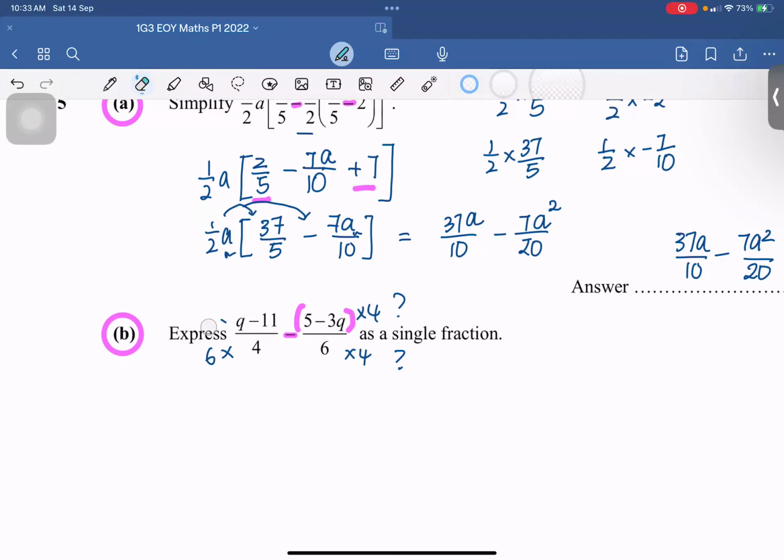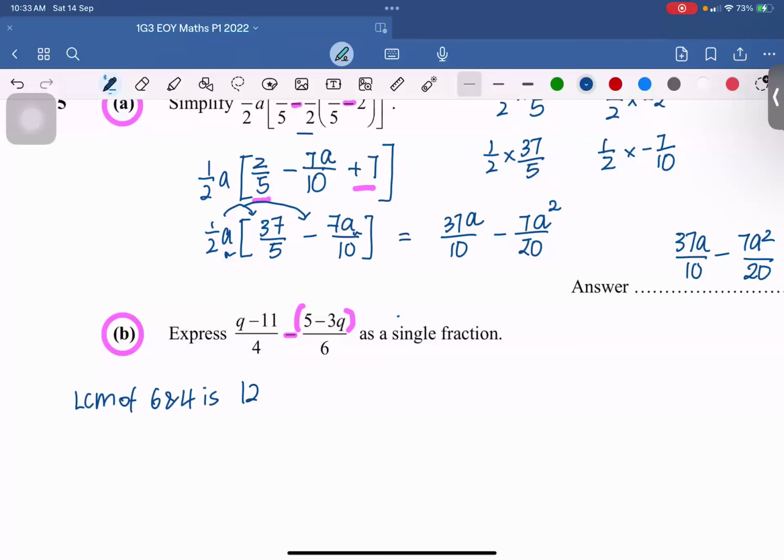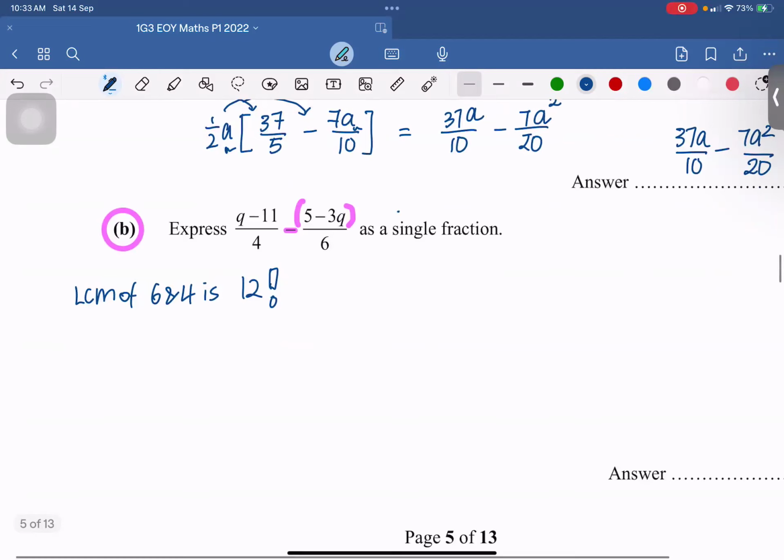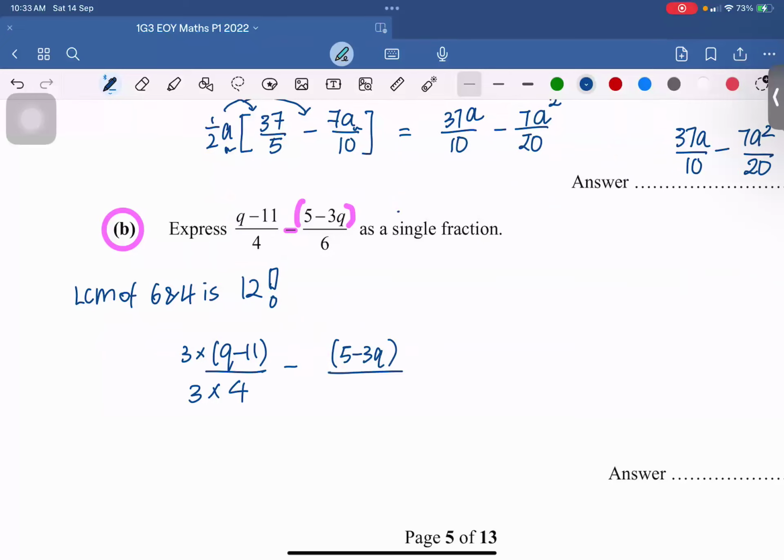Why is that so? What is the LCM of 6 and 4? Thank you. 12. LCM of 6 and 4 is 12. So actually, I do not need to multiply by such a large number. If not, later I need to simplify it. So in this case, I will have q minus 11/4. I'll times 3 to it. And this whole thing, 5 minus 3q, I'll multiply 2 to it.